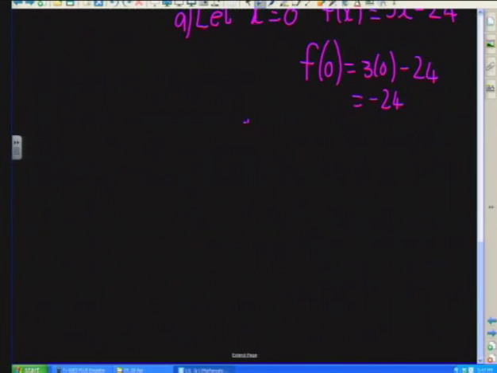Remember, we want this as a coordinate. So therefore D will be the point (0; -24). Okay, so that's the first part. Nice and easy. Next part.